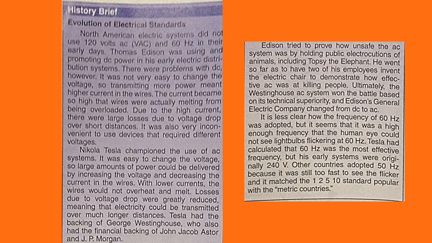It is less clear how the frequency of 60 Hz was adopted, but it seems that it was a high enough frequency that the human eye could not see light bulbs flickering at 60 Hz. Tesla had calculated that 60 Hz was the most effective frequency, but his early systems were originally 240 volts. Other countries adopted 50 Hz because it was still too fast to see the flicker, and it matched the 1, 2, 5, 10 standard popular with the metric countries.